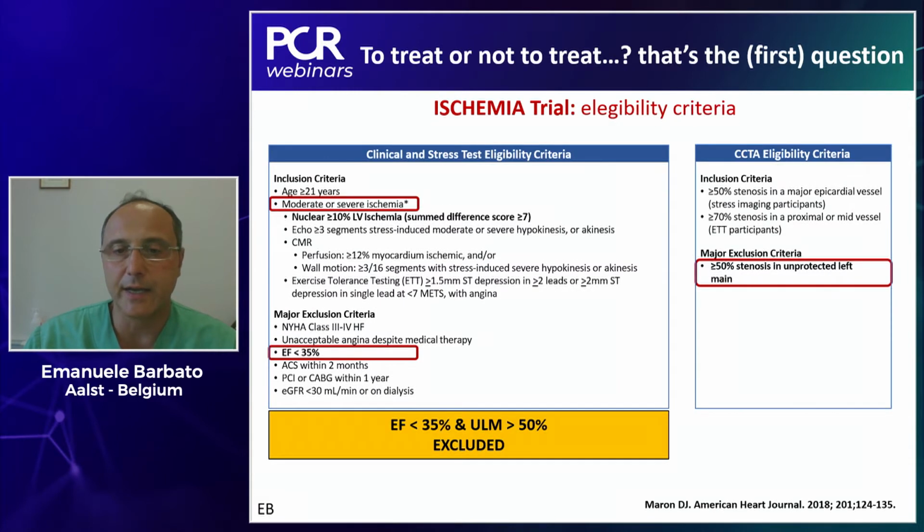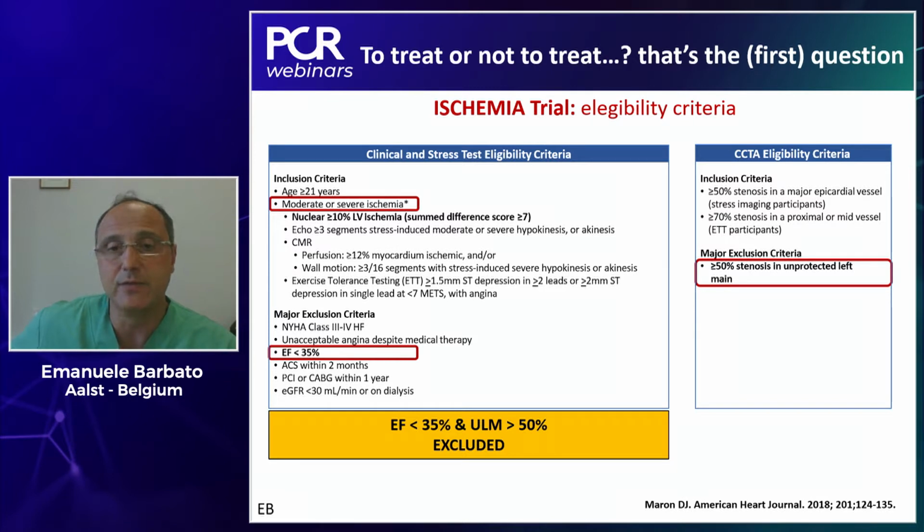For sure, and I think this is of interest to all of us, this will not be a patient eligible for the ISCHEMIA trial. Why? Simply because this patient would have been excluded had the CCTA been performed. Because you remember that to be included in the ISCHEMIA trial, these patients should have had a coronary CT, and in the presence of a tight left main stenosis, as in our case, these patients would have been excluded. So not eligible for the ISCHEMIA trial.